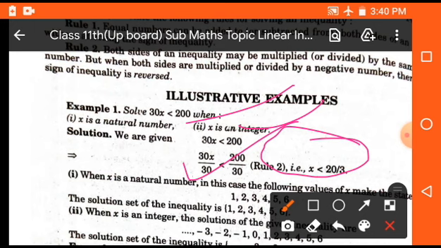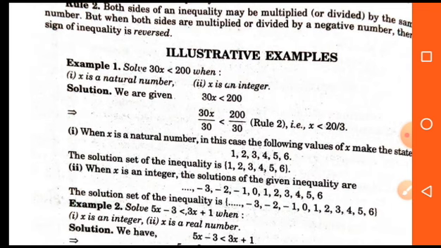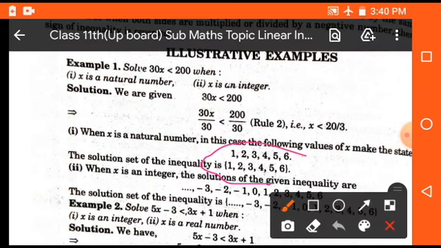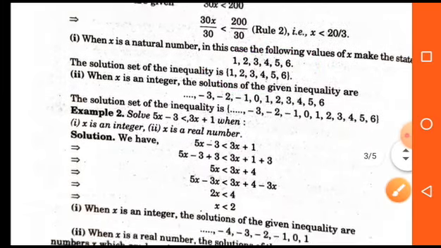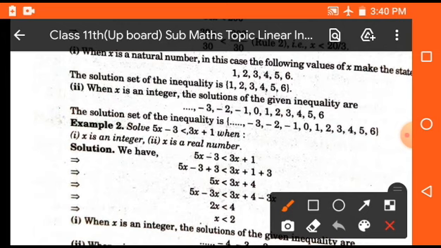It means that if we consider x a natural number, then x is equal to 1, 2, 3, 4, 5 and 6. These are the solution set of the linear inequality when x is a natural number. Now in the second case, when we consider x an integer, we can take minus infinity to plus 6. It means that all the values from minus infinity to 6 are solutions of the linear inequality.